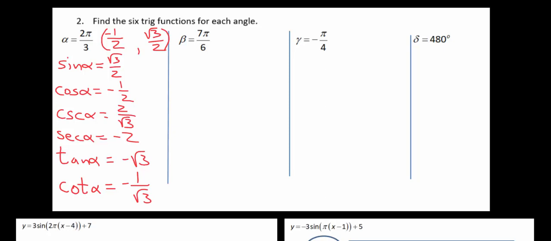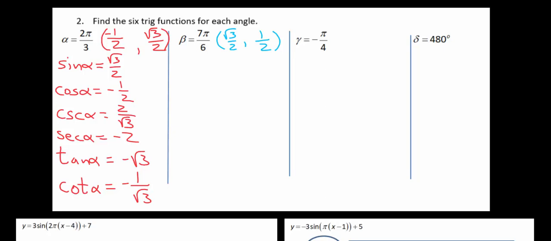Okay, now for 7 pi over 6, we think about the ordered pair associated with that, and that's going to be square root of 3 over 2, 1/2, right? Now, I've got to determine if the coordinates are positive or negative. Well, 7 pi over 6, I need to know where is that? Which quadrant is that in?